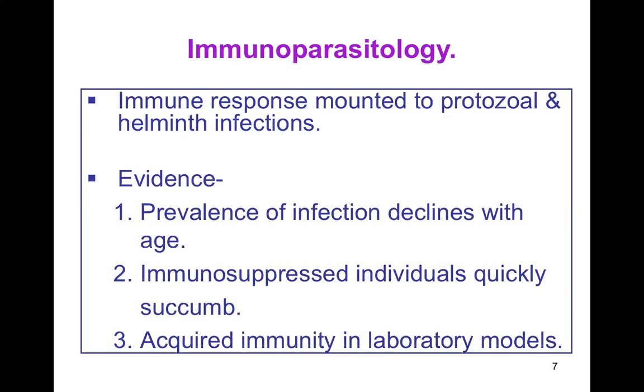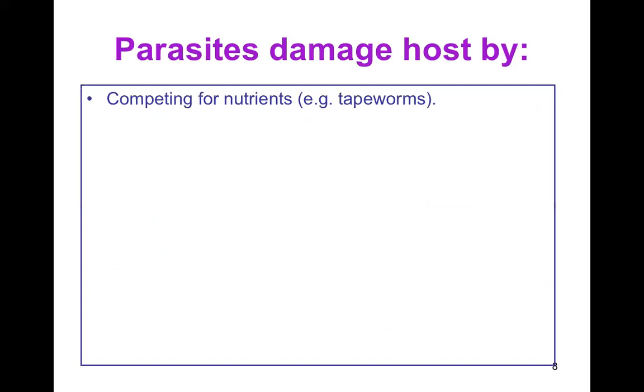And the second point, you do not need even to think twice, that immune-suppressed individuals quickly succumb to parasitic infections. You also have acquired immunity in laboratory models which has been demonstrated against parasites. And this shows evidence that really, yes, the immune system can respond to parasitic infections.